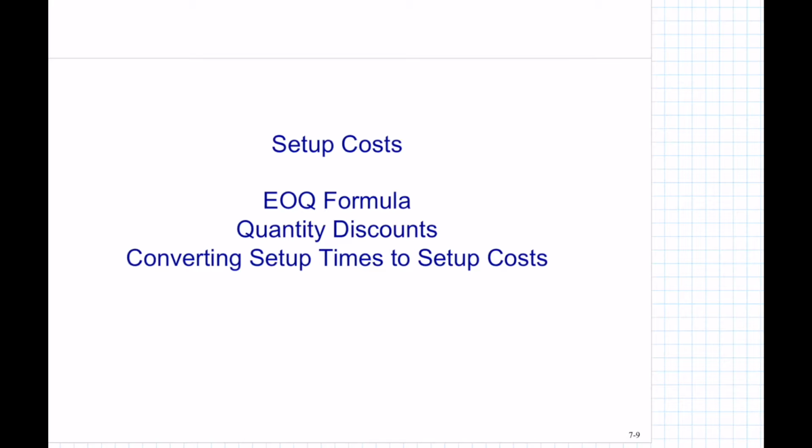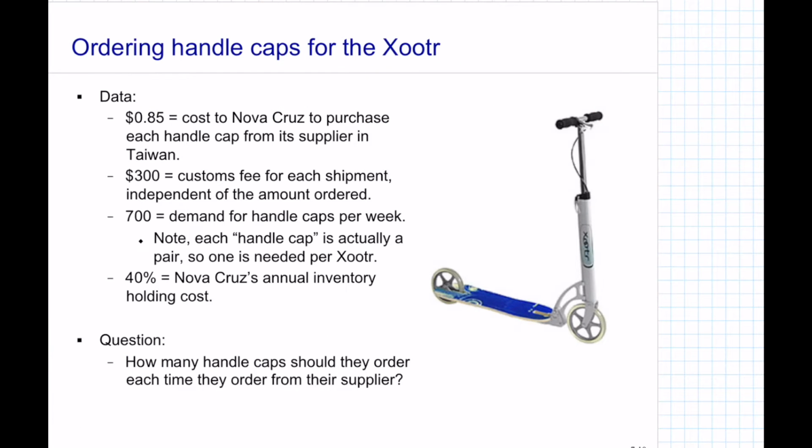Next, we look at setup costs, which includes the EOQ formula, quantity discounts, and converting setup times to setup costs. We will look at this example where we are ordering handle caps for a scooter. It's 85 cents to purchase each handle cap. $300 is the fee every time an order is placed. 700 is the demand per week.